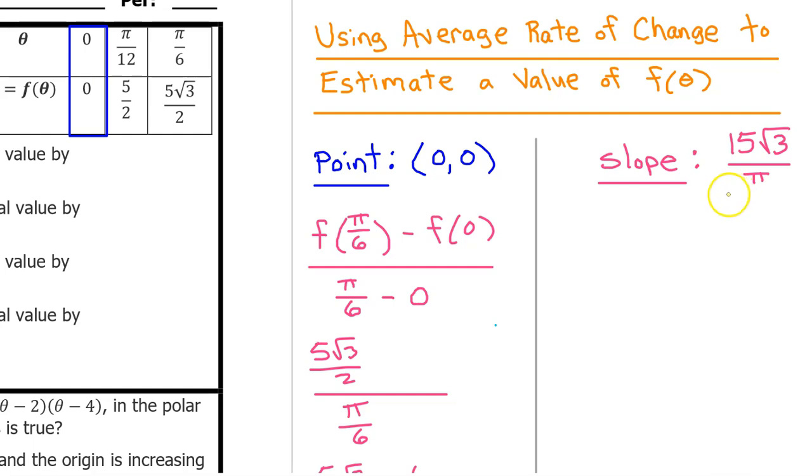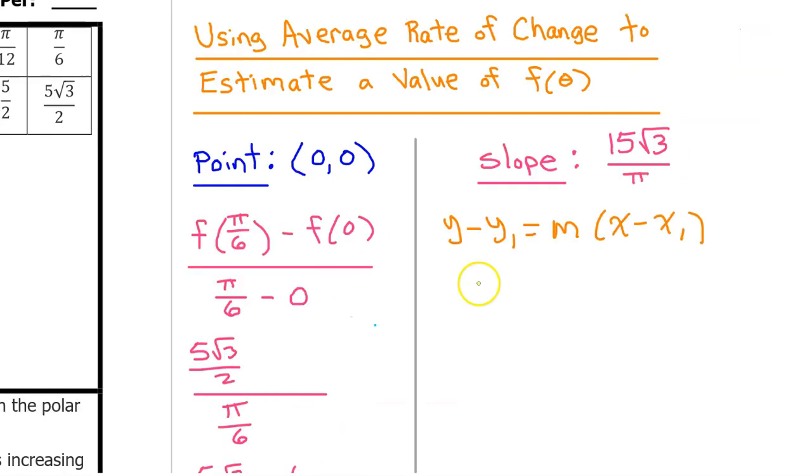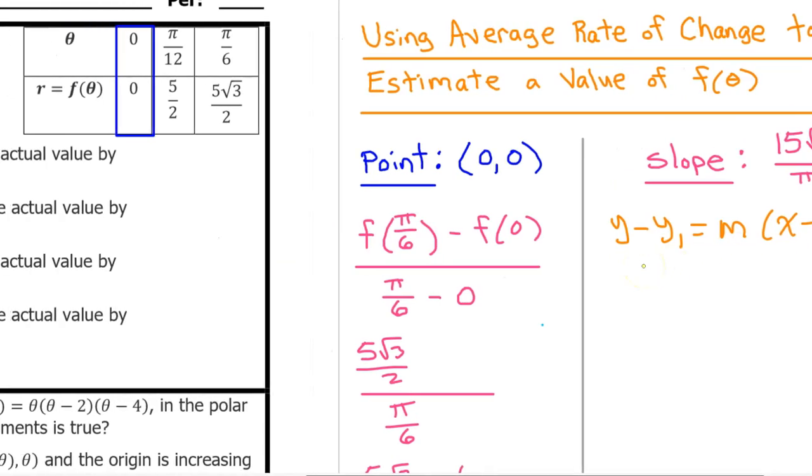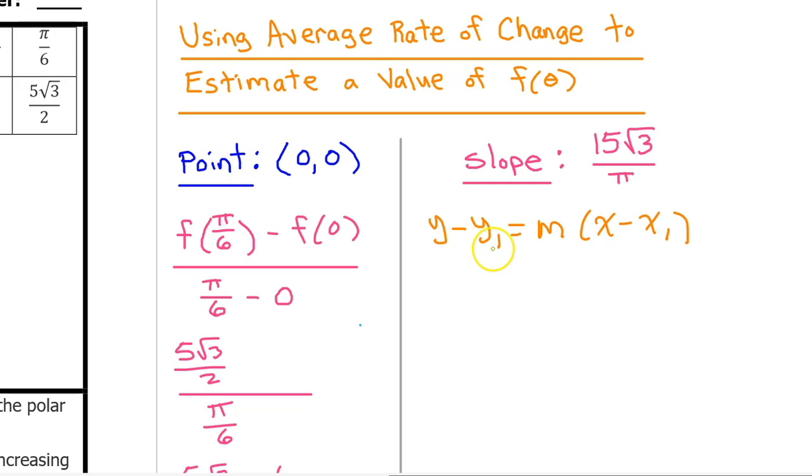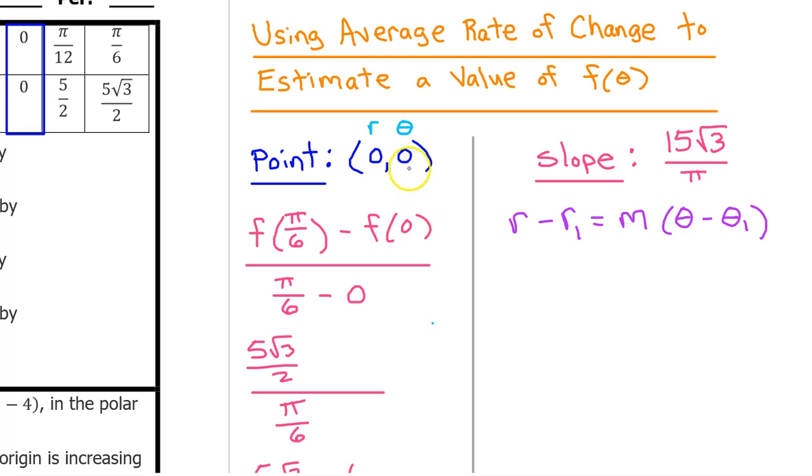This is the average rate of change of f on the interval from 0 to pi over 6, and it is also the slope of the line we will use to estimate the value of f of theta. The point-slope model of a line is usually written like this. However, since the input values are values of theta and the output values are r values, I'm going to replace the y's with r's, and I will replace the x's with thetas. It is traditional to write polar coordinates in the order r, theta, though in this case it doesn't matter because both are 0. So let's write the linear equation.